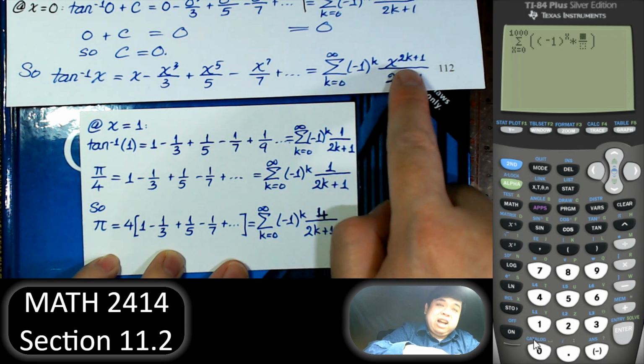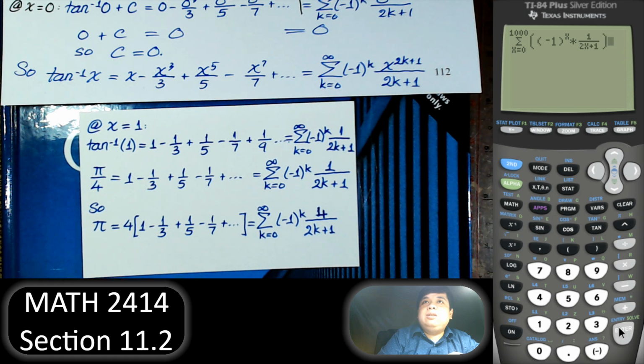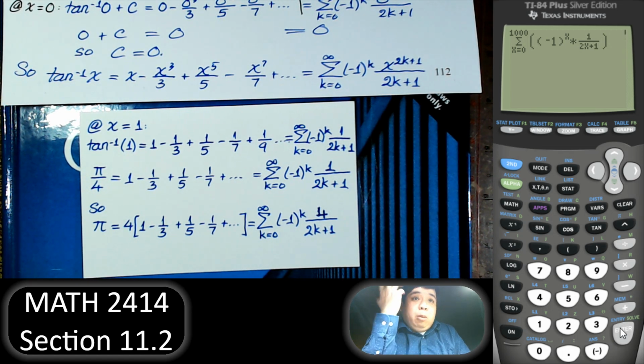On top we have x to the 2k plus 1, but x equal to 1. 1 raised to any power is still 1. And then, right, let it run. It will be a while. Anyway, that, on that side, is an approximation for pi. So how good is this approximation?